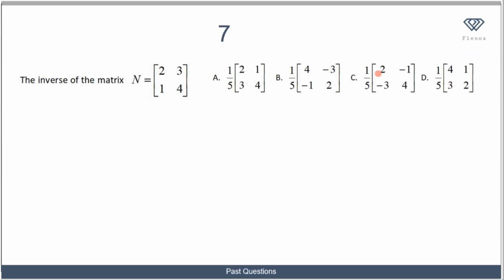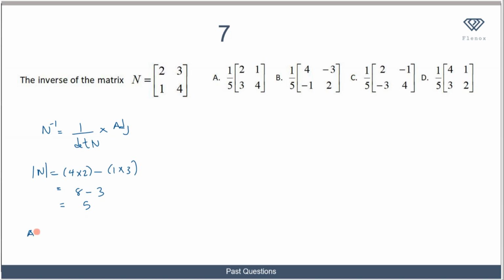So here we are told to find the inverse of matrix N. So this is very straightforward. We know that the inverse of matrix N is equal to 1 over the determinant of N times the adjoint of N. Now to find the determinant of N, that is pretty straightforward. The determinant of N is given as 4 times 2 minus 1 times 3. And that will be equal to 8 minus 3, and that is equal to 5.